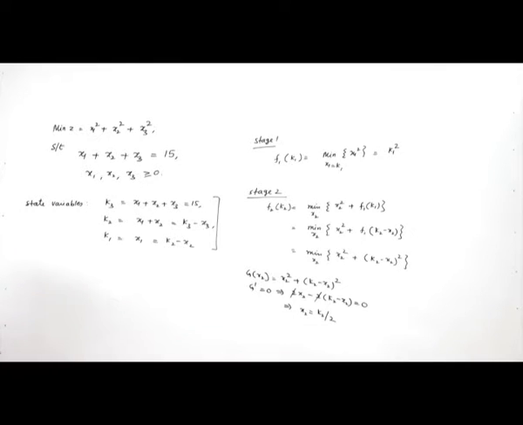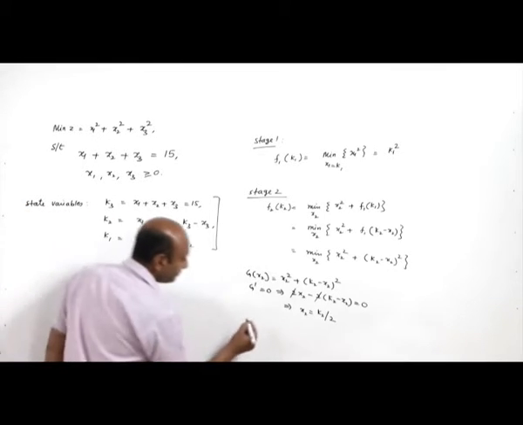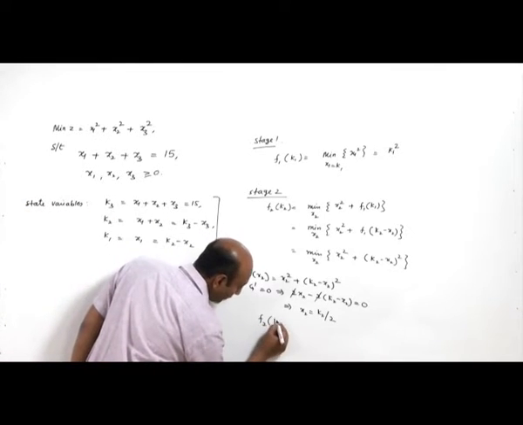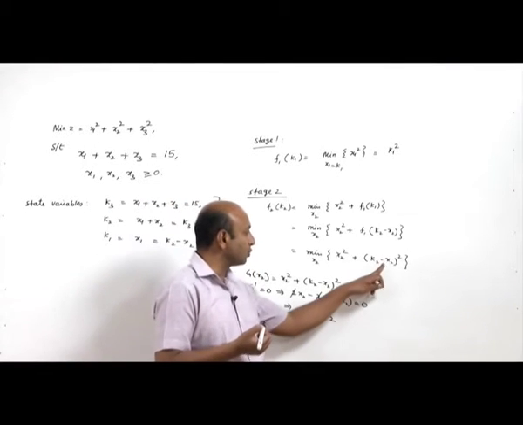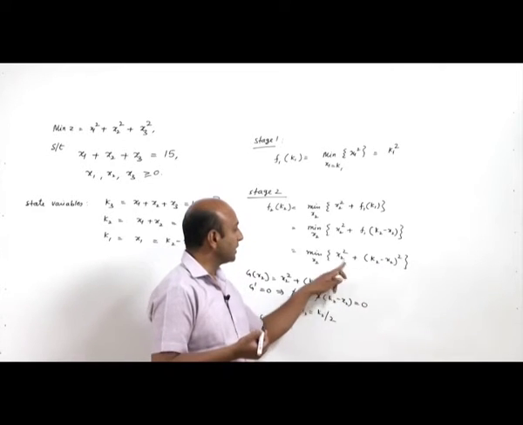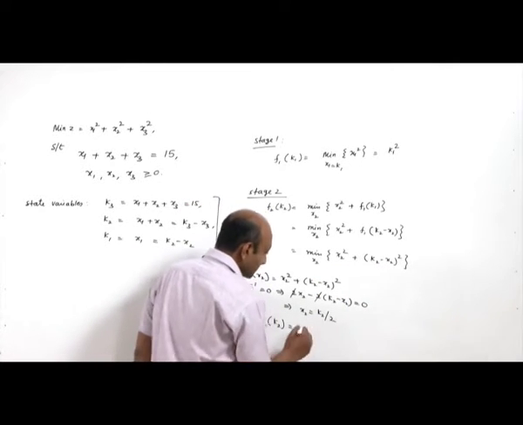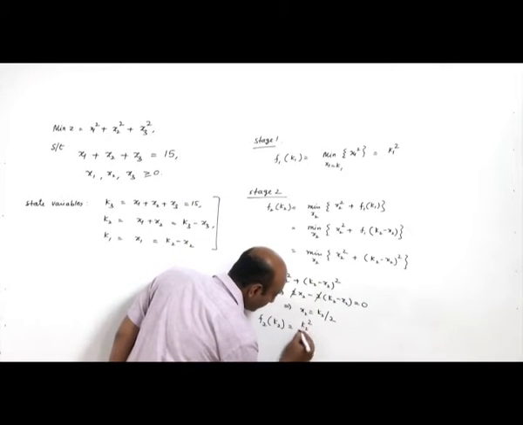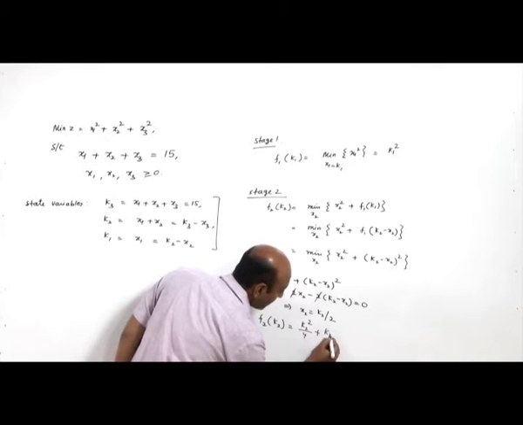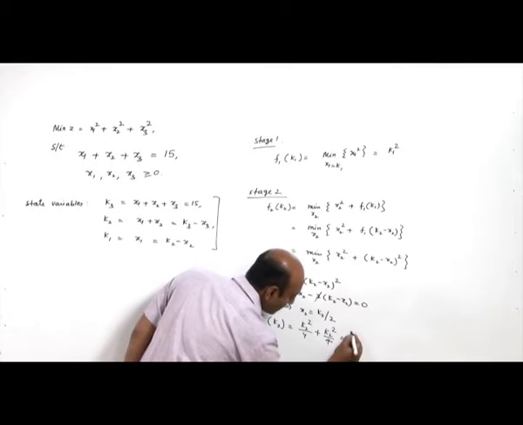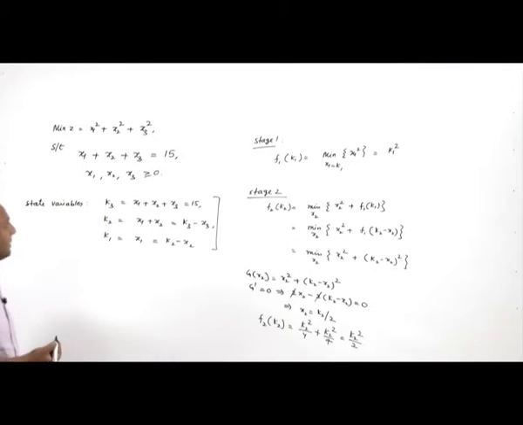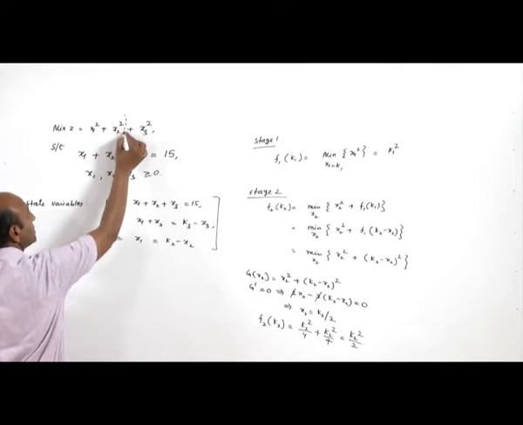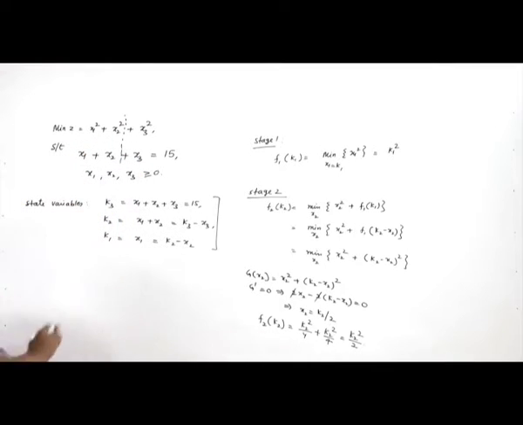And what will be f2 k2? You simply substitute x2 equal to k2 by 2 here. So it is k2 square by 4 plus k2 square by 4, which is k2 square by 2. So up to this stage we have found the minimum value of this function.